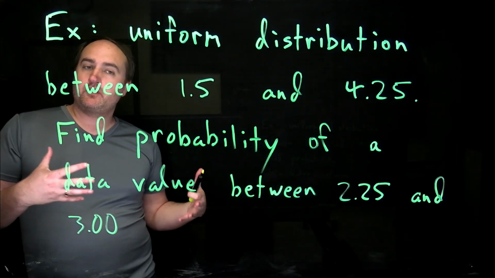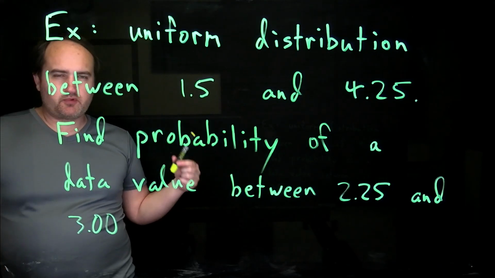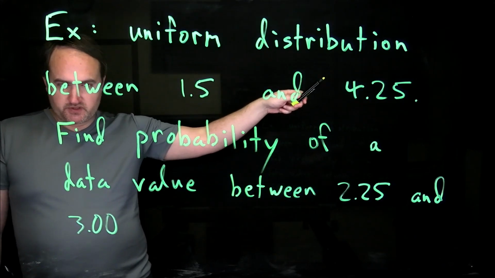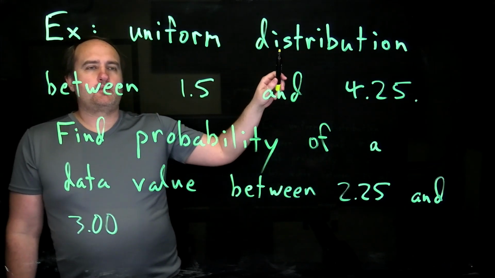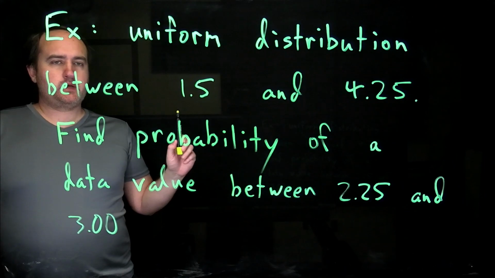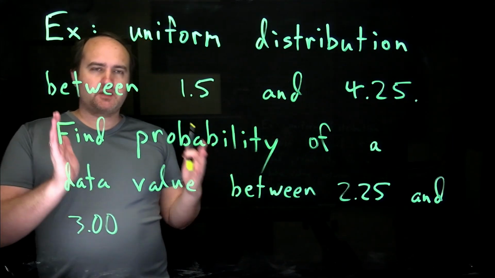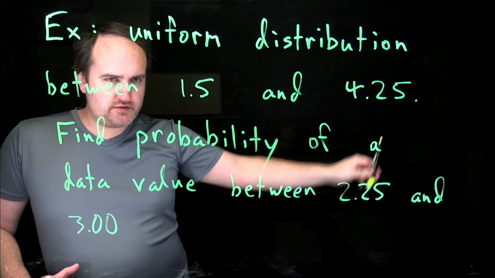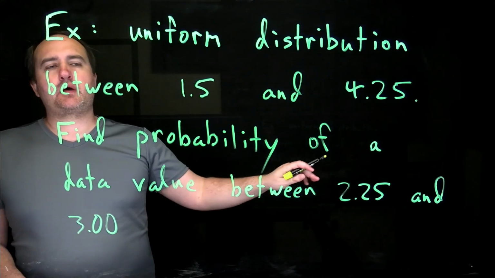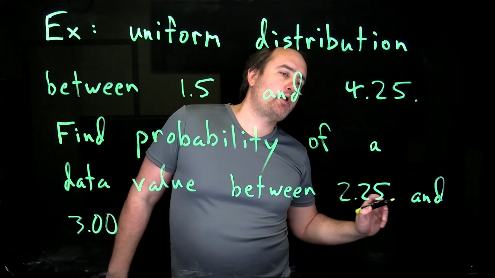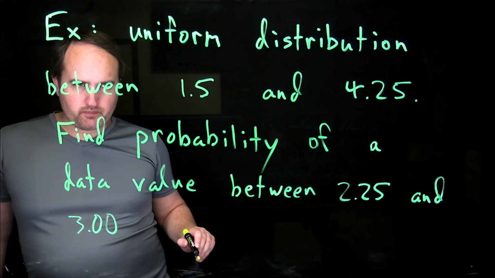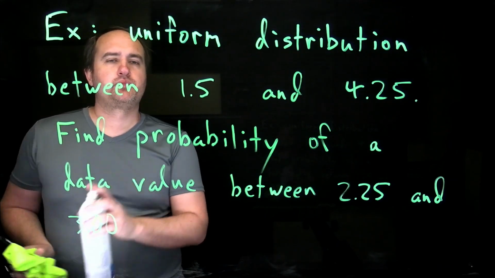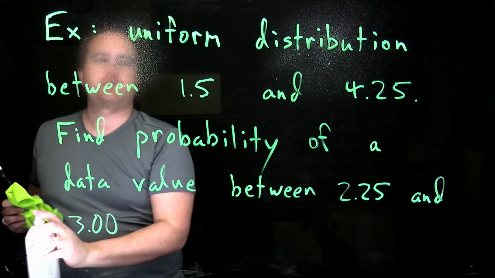Okay, so on your homework, it's going to be a word problem, but when you're summarizing the word problem, it might be helpful to just write something like what I just did here. When they say uniform distribution, we know it's a rectangle, and uniformly distributed between 1.5 and 4.25 means that we draw a rectangle, and our whole graph is going to start at 1.5 and end at 4.25. Okay, and then they want us to find the probability of a data value between 2.25 and 3.00. Okay, so let me go ahead and draw a sketch of this. So 1.5 and 4.25. Okay.